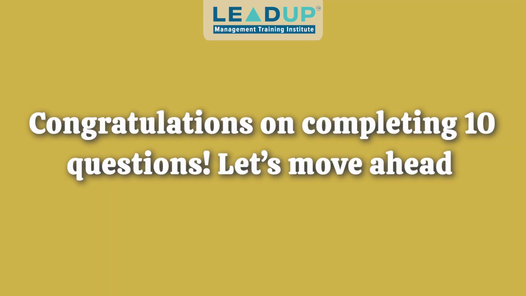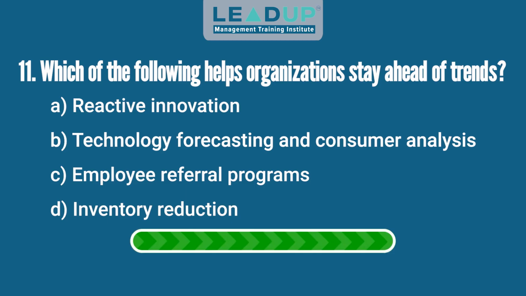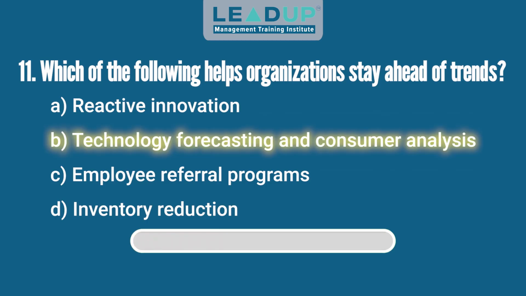Congratulations on completing 10 questions. Let's move ahead. Question 11. Which of the following helps organizations stay ahead of trends? A. Reactive innovation. B. Technology forecasting and consumer analysis. C. Employee referral programs. And D. Inventory reduction. Answer: technology forecasting and consumer analysis.